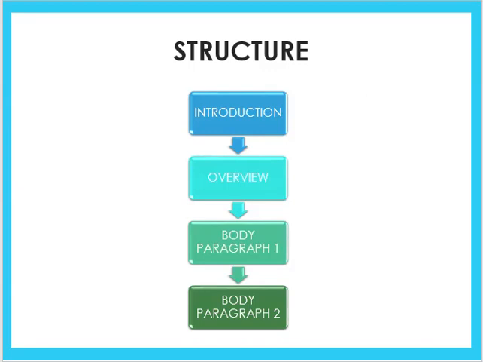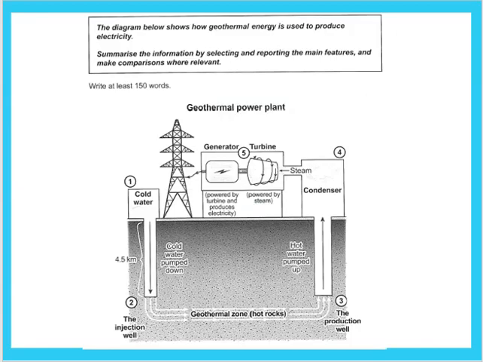Then let's analyze a sample question. So this is the diagram we see, and let's look at the given question. The diagram below shows how geothermal energy is used to produce electricity. So the diagram is outlining the process of electricity generation using geothermal energy as the source. Okay, so now let's see what the various stages are here.